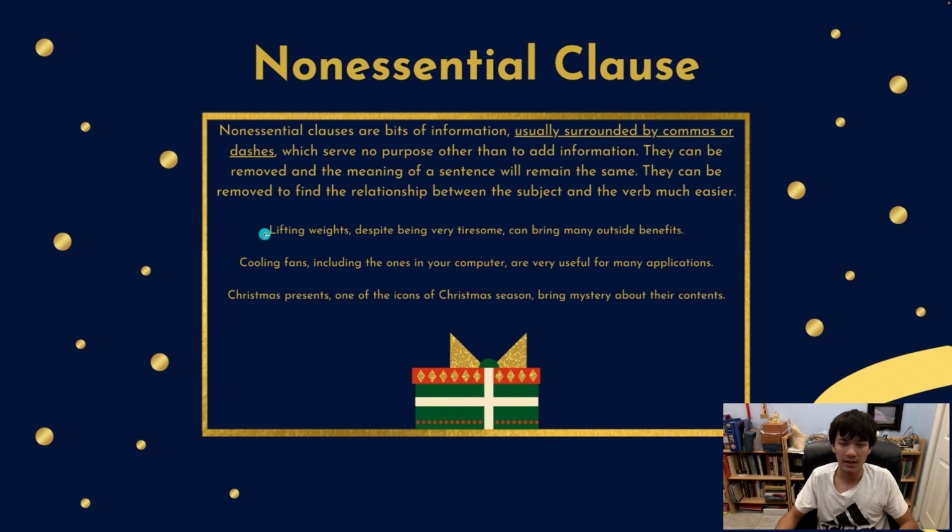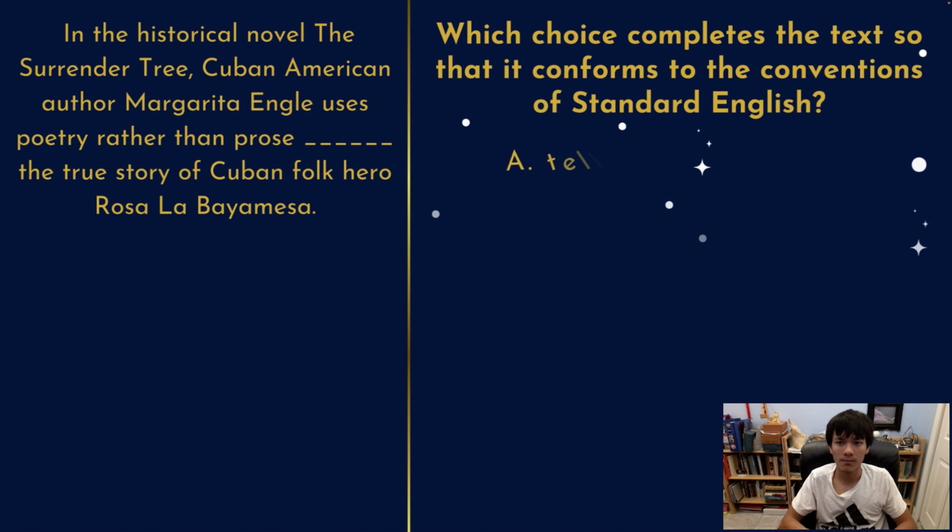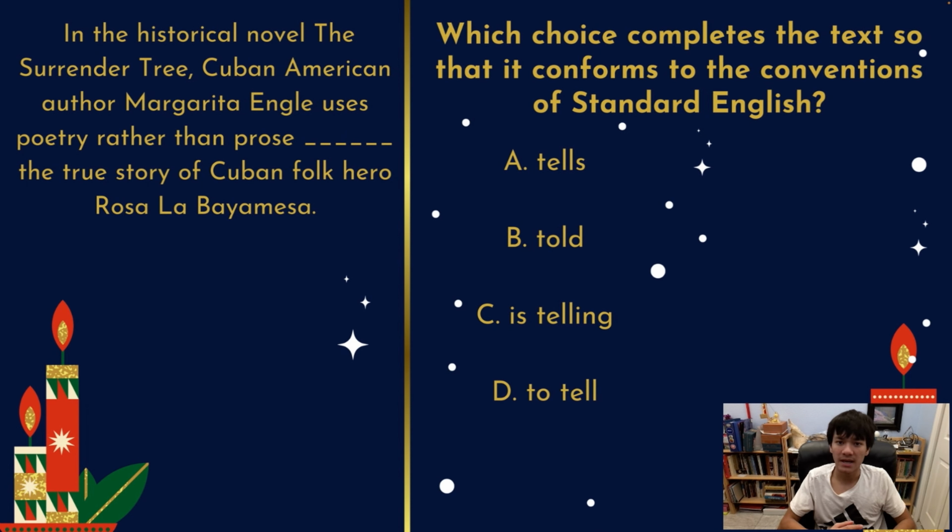It makes obvious that lifting weights is the subject here. And you can just take a look at these two as well if you need some help with non-essential clauses. But let's go straight into our examples. Which choice completes the text so that it conforms to the conventions of standard English? This is the prompt you're going to get when you get one of these types of questions.